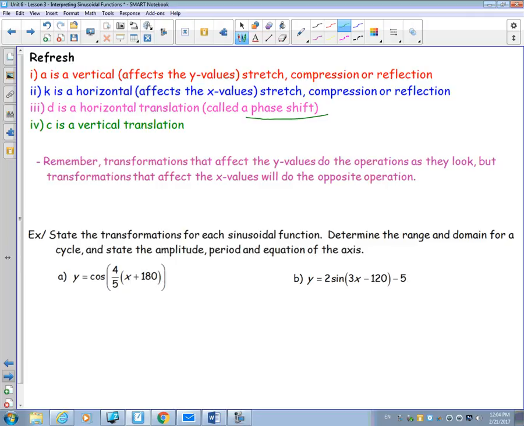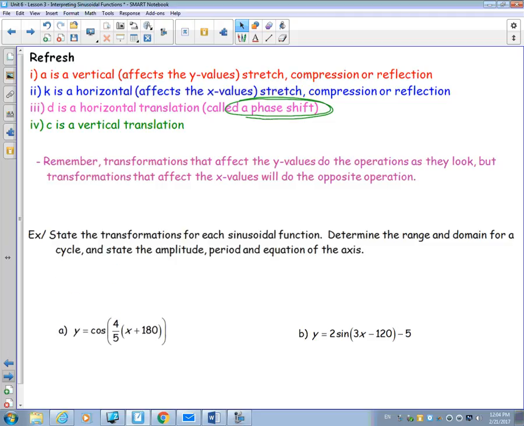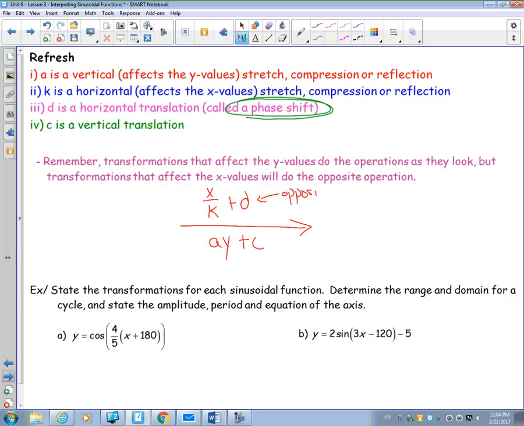Here's our new word: we call it a phase shift now. And C is our vertical translation. Remember, the things that affect the y's do exactly the way they look. Things that affect the x's are going to do the opposites. So when we start drawing our arrows between functions, the function is always a times y plus c, and x divided by k plus d. But remember here, it's always the opposite sign. So whatever's in the bracket, take it out, do the opposite.